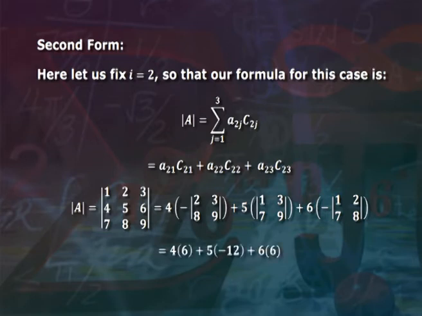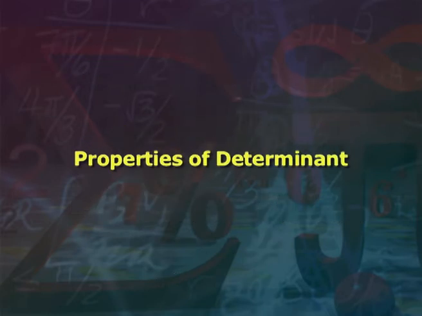which is equal to 4 multiplied by 6 plus 5 multiplied by minus 12 plus 6 multiplied by 6, which is 0. Now, we will look at some properties of determinant.